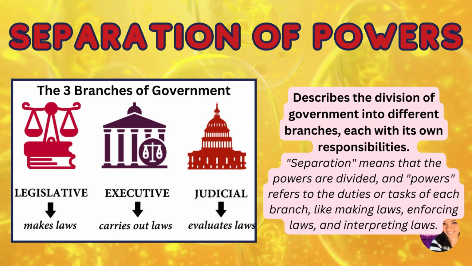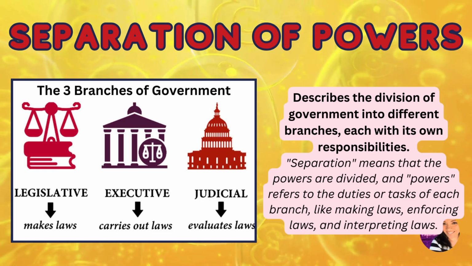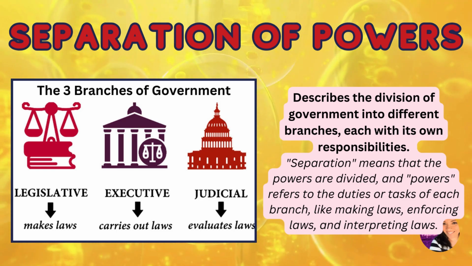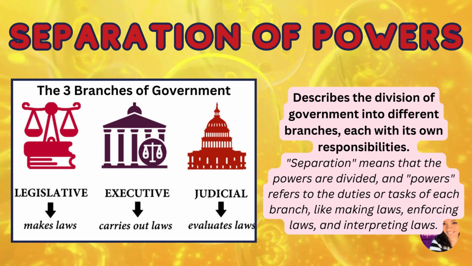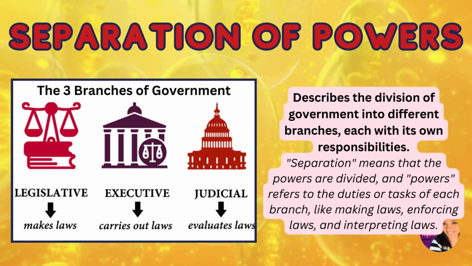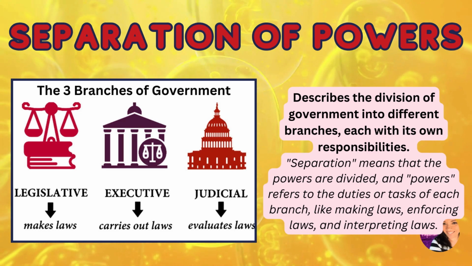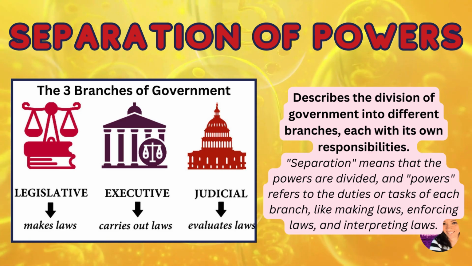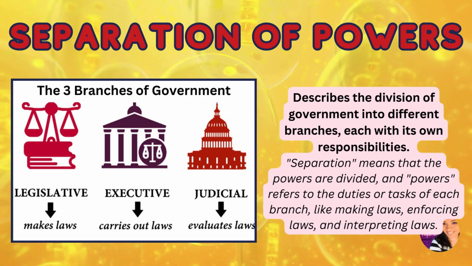Separation of powers describes the divisions of government into different branches, each with its own responsibilities. For example, the legislative branch makes the laws, the executive branch carries out the laws, and the judicial branch evaluates the laws. So these are our three branches of government. So once again, separation means that the powers are divided, and powers refers to the duties or tasks of each branch, like making laws, enforcing laws, and interpreting the laws.